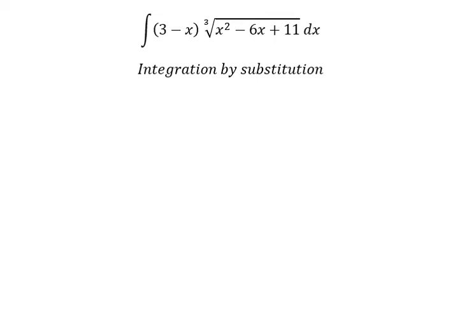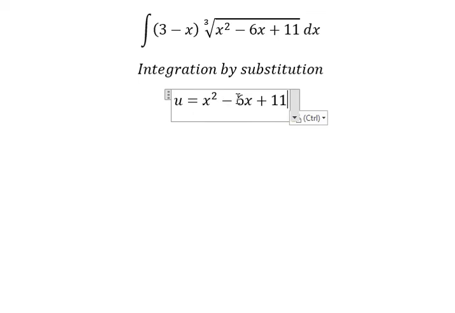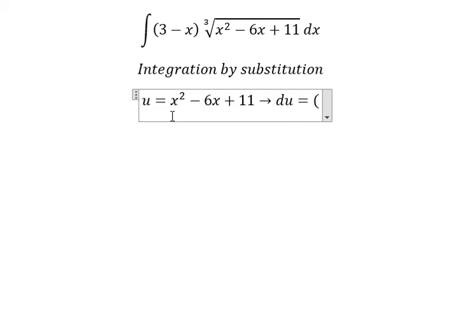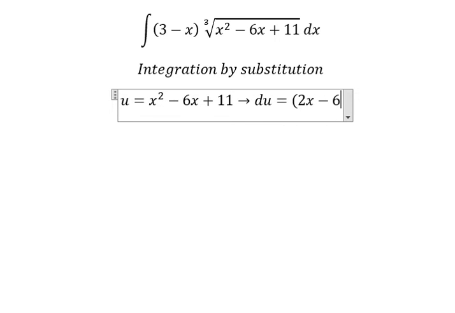So I will put u equals to this one. Later we need to first take the derivative of both sides. This one we have 2x. This one we have number 1. So we have negative number 6. This one is the constant, so you get number 0.